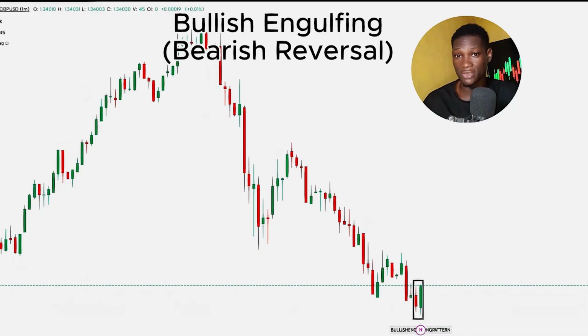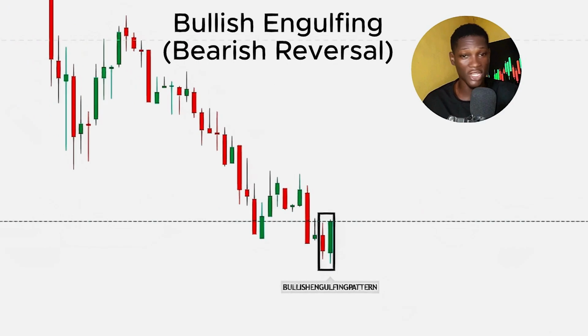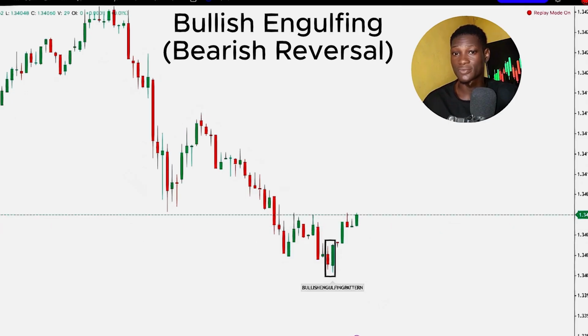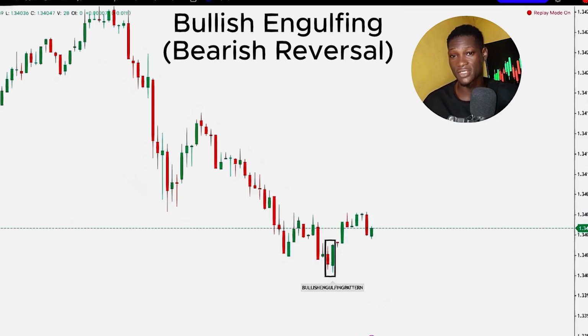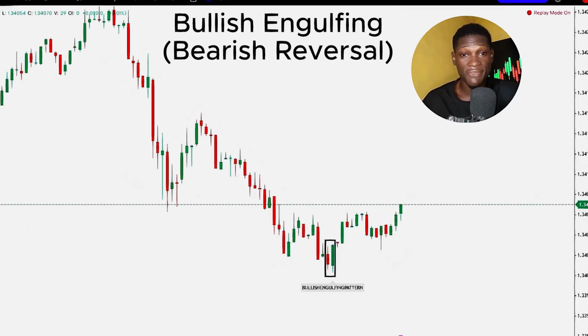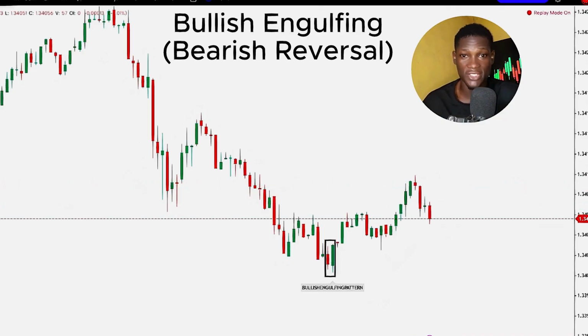The engulfing candle is a two-candle pattern, and it comes in two forms. We have the bullish engulfing and the bearish engulfing. In a downtrend, when you see a small red candle, and the next candle is a very big green candle completely engulfing the previous red candle, it is a strong sign of a momentum shift. The sellers were in control at first, but now the buyers came in, taking full control. This is a very strong buy signal, suggesting the downtrend is likely to reverse.